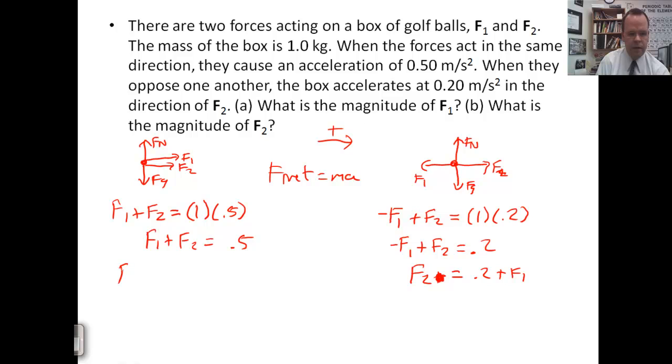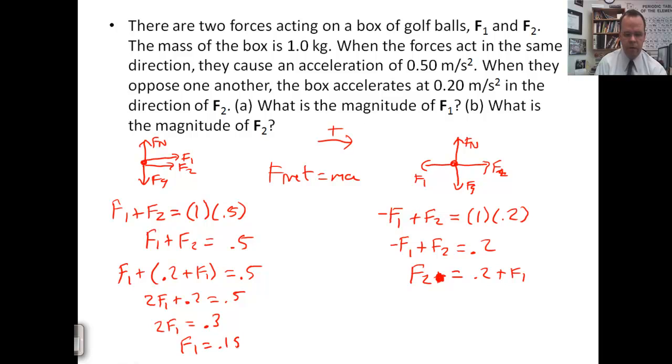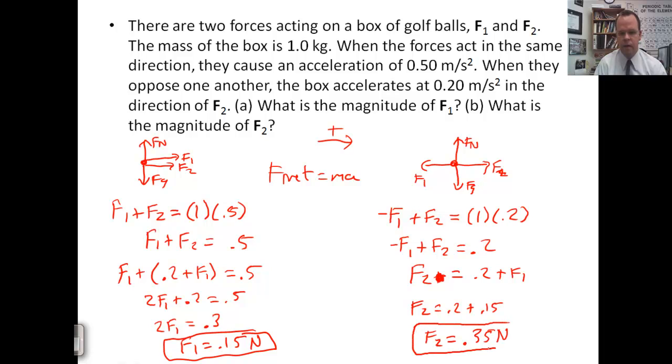And then plug that in over here. So F1 plus 0.2 plus F1 equals 0.5. So 2F1 plus 0.2 equals 0.5. 2F1 equals 0.3, subtracting 0.2 from both sides. F1 equals 0.15 newtons. So that gives my answer for F1. Now I need to find F2. So F2 equals 0.2 plus 0.15. So F2 equals 0.35 newtons.